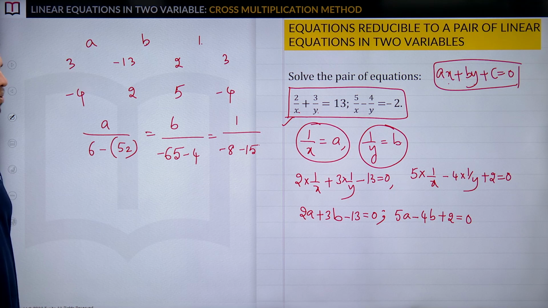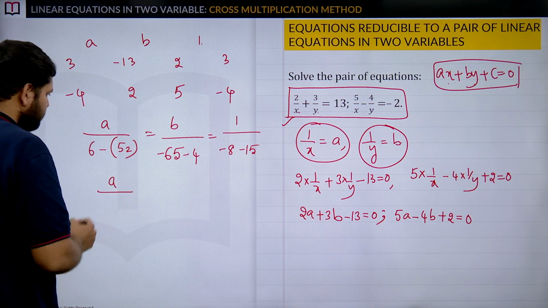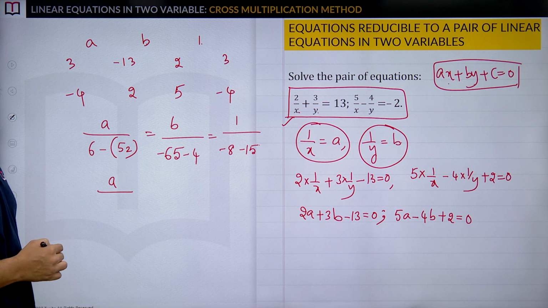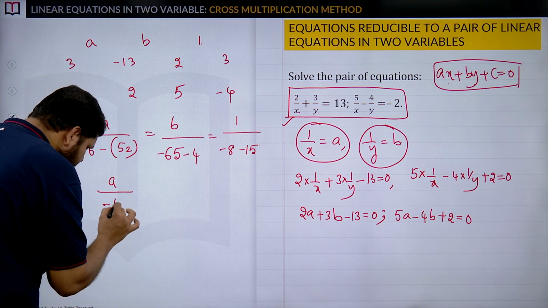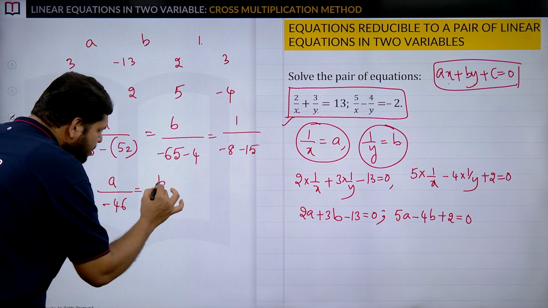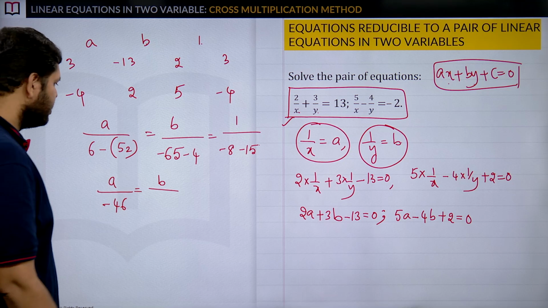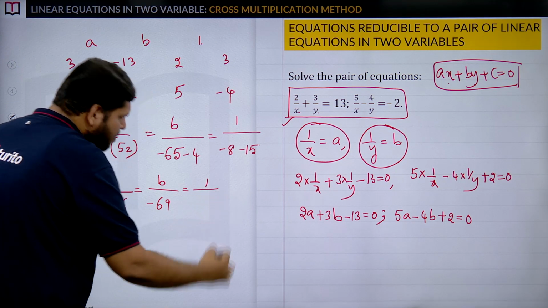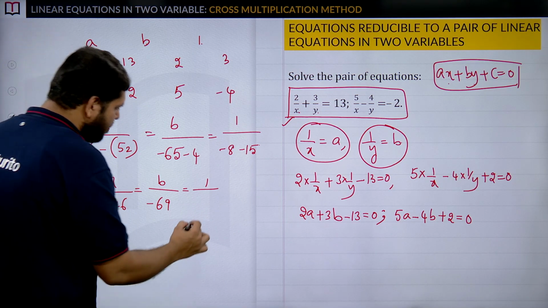Clear, children? Any doubts up to here? Now what I am writing? This is a by 6 minus 52, what is the value? I can say it is minus 46, isn't it? b by minus 65 minus 4, we can say it is minus 69. 1 by minus 8 and minus 15, we can say it is minus 23.